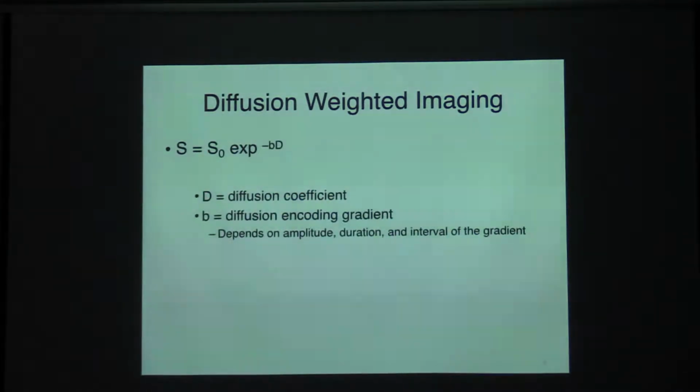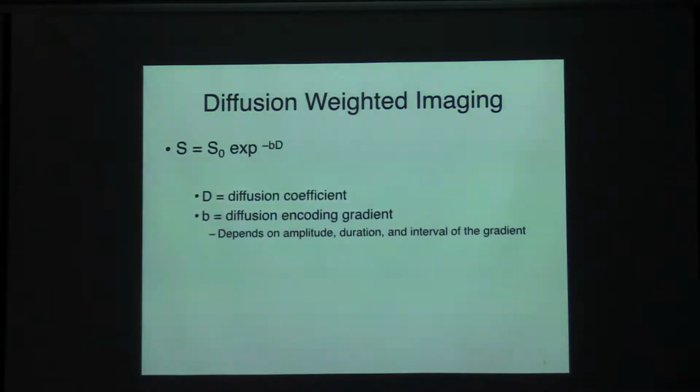So the equation for diffusion weighted imaging is that the signal you get at some point equals the original signal times the exponent of negative b d. And d is the diffusion coefficient, which means that the larger it is, the lower the signal will be. And then b is the diffusion encoding gradient strength, your b value basically. And S0 is the equivalent of your B0 image.